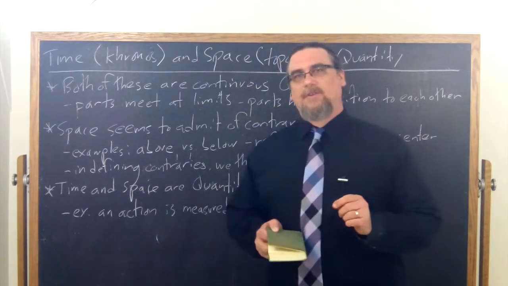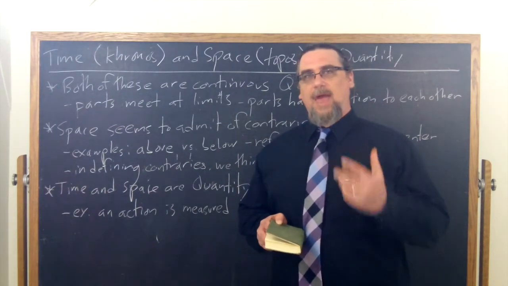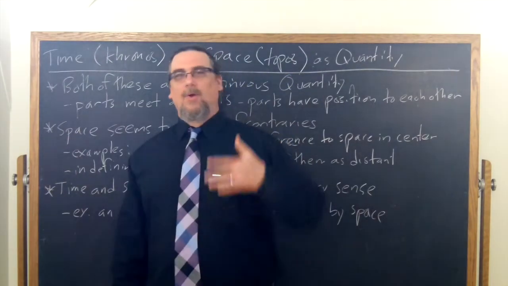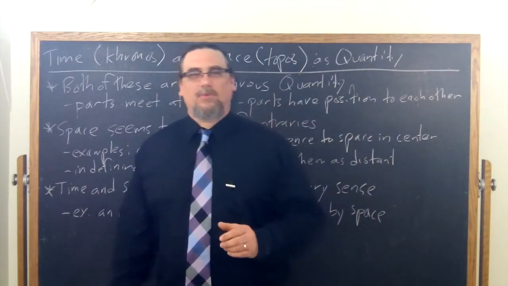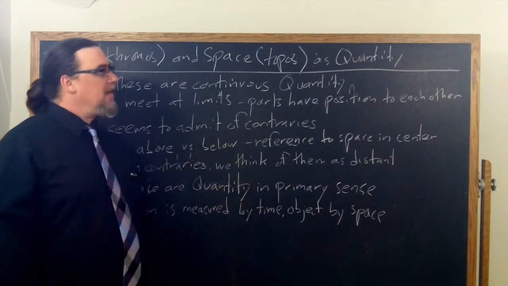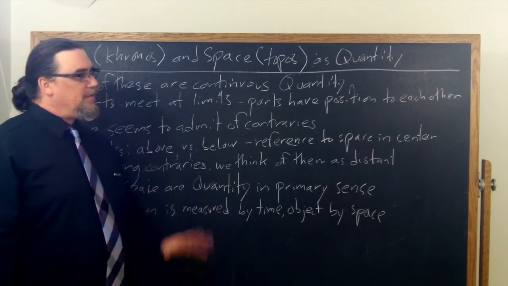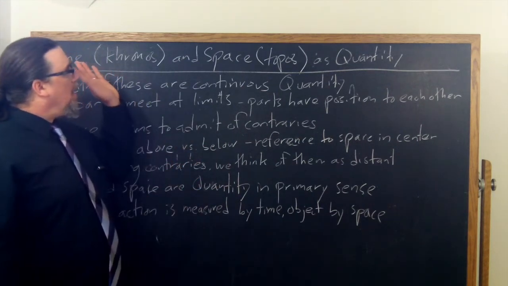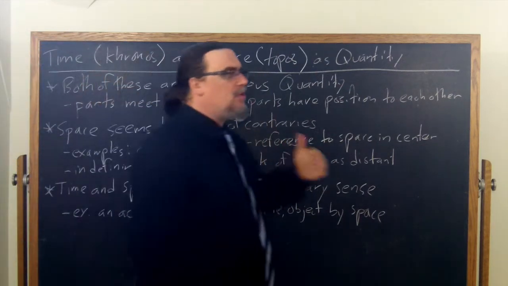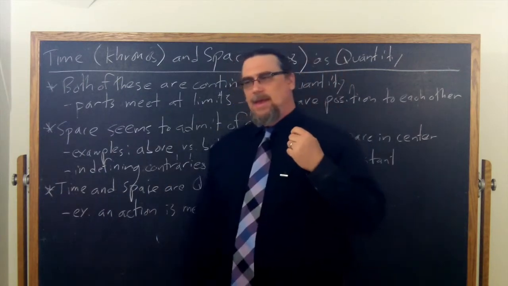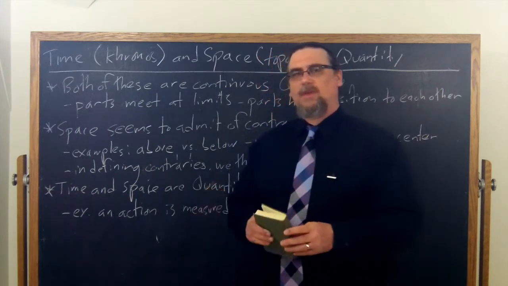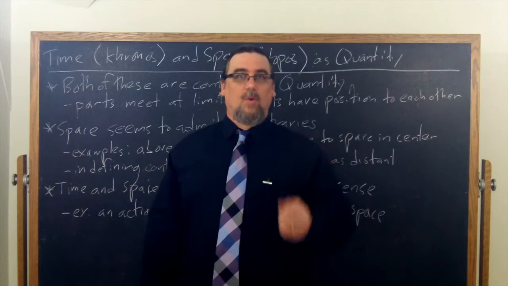Book 6 of Aristotle's Categories is devoted to the category of quantity, or the how much, or how long, something in terms of number. Two of the things that seem to be closely connected that Aristotle discusses in the course of his analysis are time, or chronos, and space, or topos, sometimes also translated as place. Now, why does he examine these? Well, because he says that these are types of quantity.